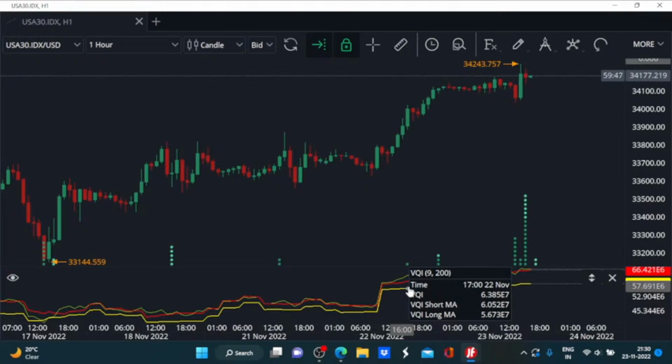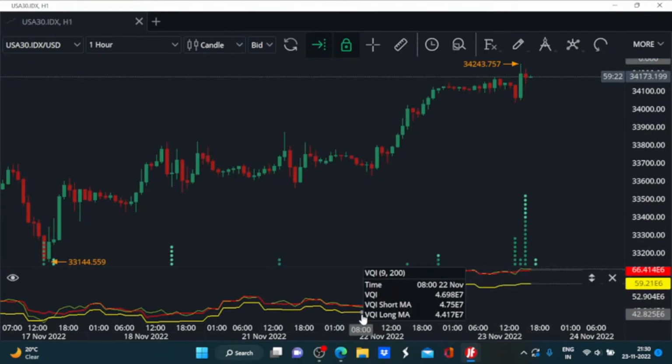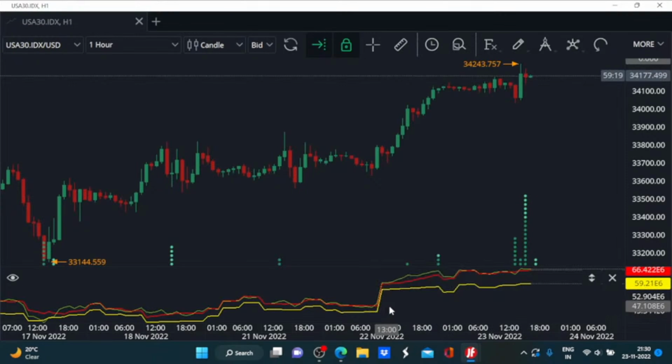We get this true range, and some other parameters have to be added. Then we sum it up to arrive at the actual VQI. Then we take the VQI's average values for 9 candle periods as well as for 200 candle periods. Both these values are then used to plot this graph, where the readings are fairly simple.